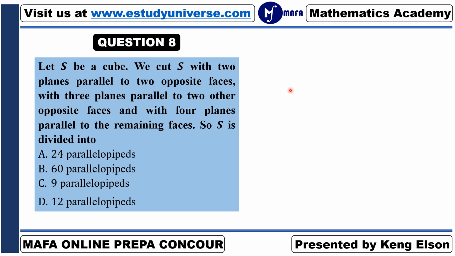Alright, question 8. Let S be a cube. We get S with two planes parallel to two opposite faces, with three planes parallel to two other opposite faces, and with four planes parallel to the remaining faces. So S is divided into, we have 24 parallelepipeds, we have 60 parallelepipeds, we have 9 parallelepipeds, and we have 12 parallelepipeds.